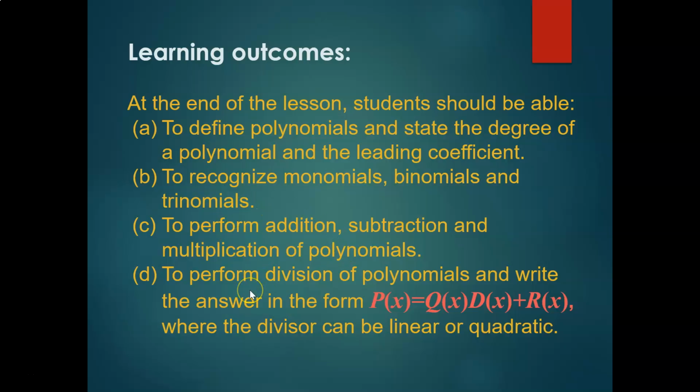And last but not least, you should be able to perform division of polynomials and write the answer in the form of Px equal to Qx times Dx plus Rx. P over here represents polynomial. So what is Qx? Qx is the quotient, D is the divisor, and R is the remainder. Later on we will see the details for this equation.